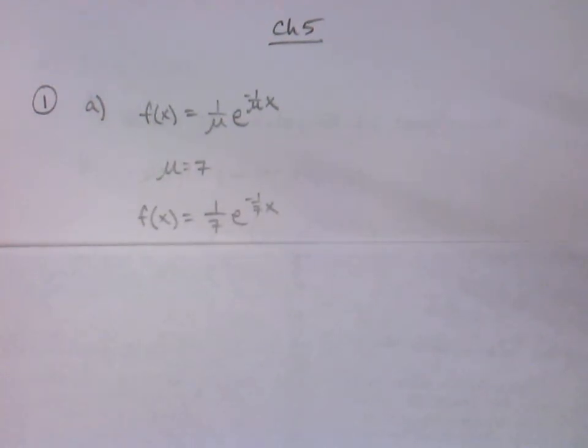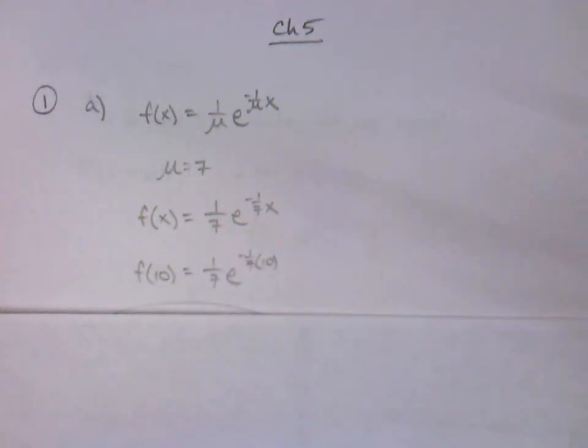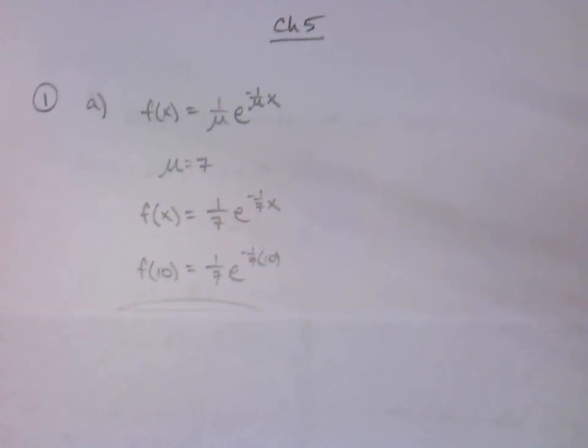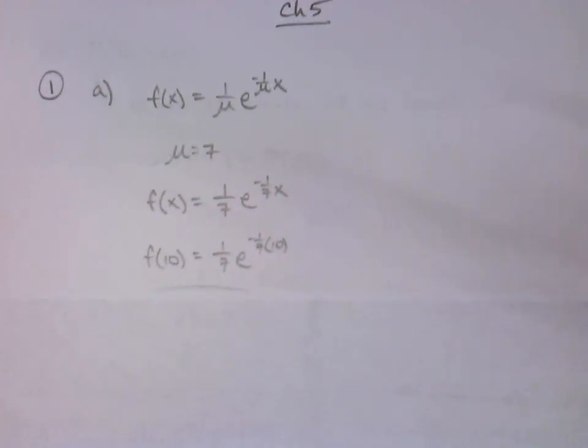So we're going to go ahead and plug that in, and now we've got a function 1 over 7 e to the negative 1/7 x. They're asking for f of 10, so we're going to plug in 10. And when we do that, I'd invite you guys to do that calculation in a calculator along with me to make sure you got the swing of it. When I rounded to 3 decimal places, I got f of 10 to be 0.034.